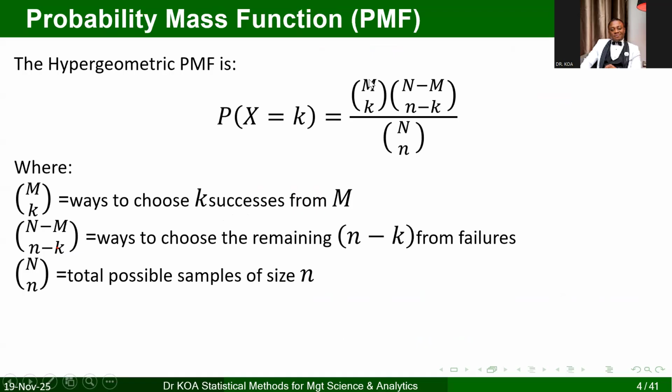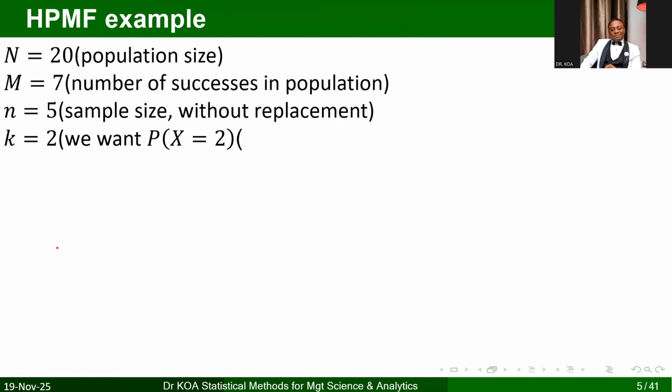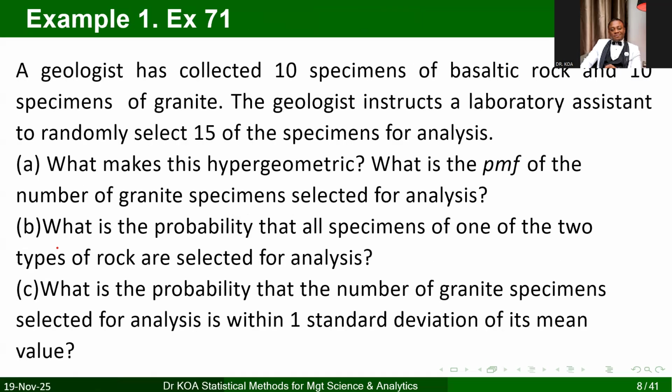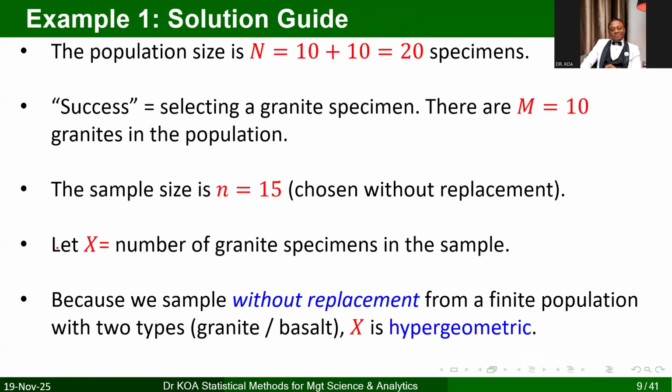So what will be the M here? 10. What will be the capital N? 20. Okay, and what will be the small n here? 15. What we don't know, what we've not been given, is the k. So at least we know these elements. That's why we are being asked for the probability mass function, because the mass function means that k or x must take multiple different values. So you substitute that to find the probability mass function.